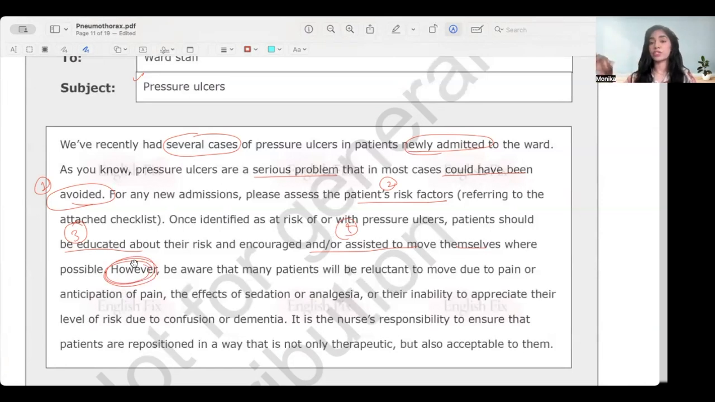However, they are trying to bring my attention to something. However, be aware that many patients will be reluctant to move due to pain, anticipation of pain, effects of sedation, their inability to appreciate. So multiple reasons that they have given me for not being able to move or being reluctant to move. It is the nurse's responsibility to ensure that the patients are repositioned. So even if the patients are reluctant, you have to ensure that this happens, in a way that is not only therapeutic but also acceptable to them. So you don't have to force them, you have to make them accept it as well at the same time. That's a little condition that they are providing here.